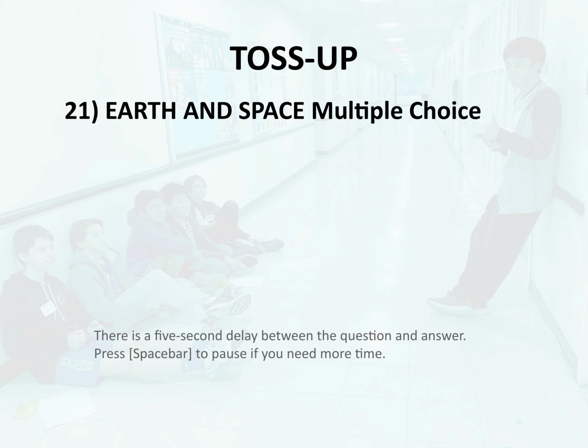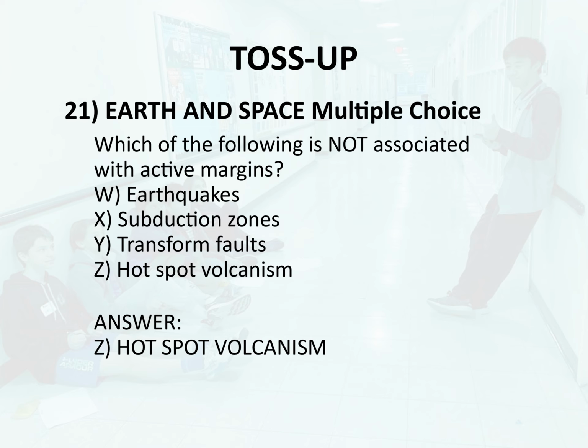Toss-up 21. Earth and space. Multiple choice. Which of the following is not associated with active margins? W: Earthquakes. X: Subduction zones. Y: Transform faults. Z: Hotspot volcanism. Answer: Z. Hotspot volcanism.